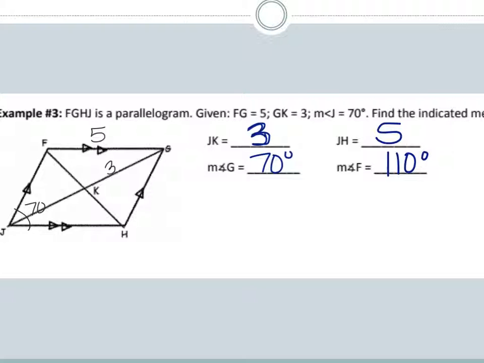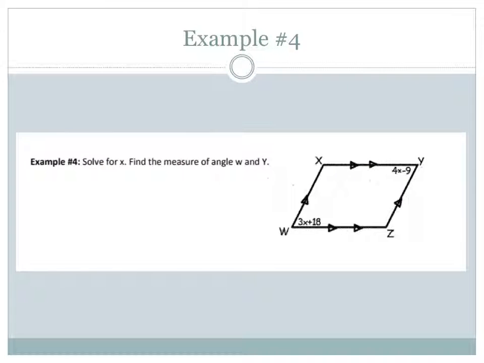Sean, I'm doing examples. Let's go. Some of you have already moved down and completed example 4, which is fine. What do I know about these angles? They're the same thing. So I know that 3X plus 18 has to equal 4X minus 9.